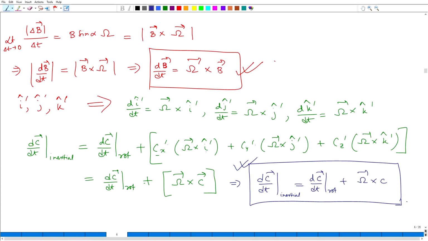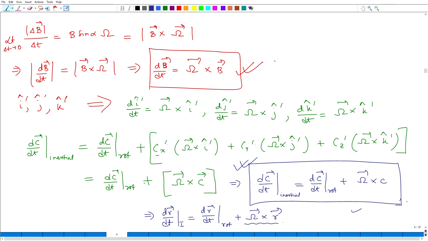Just 2 or 3 interesting points here. If you take, for example, instead of C, the position vector r itself, what it will give you is dr/dt inertial, I just write I for inertial, is equal to dr/dt rotational plus omega cross r, okay. So, that is the extra term you have to add in order to have dr/dt with respect to an inertial frame of reference. You can do the same thing with velocity as well, okay.